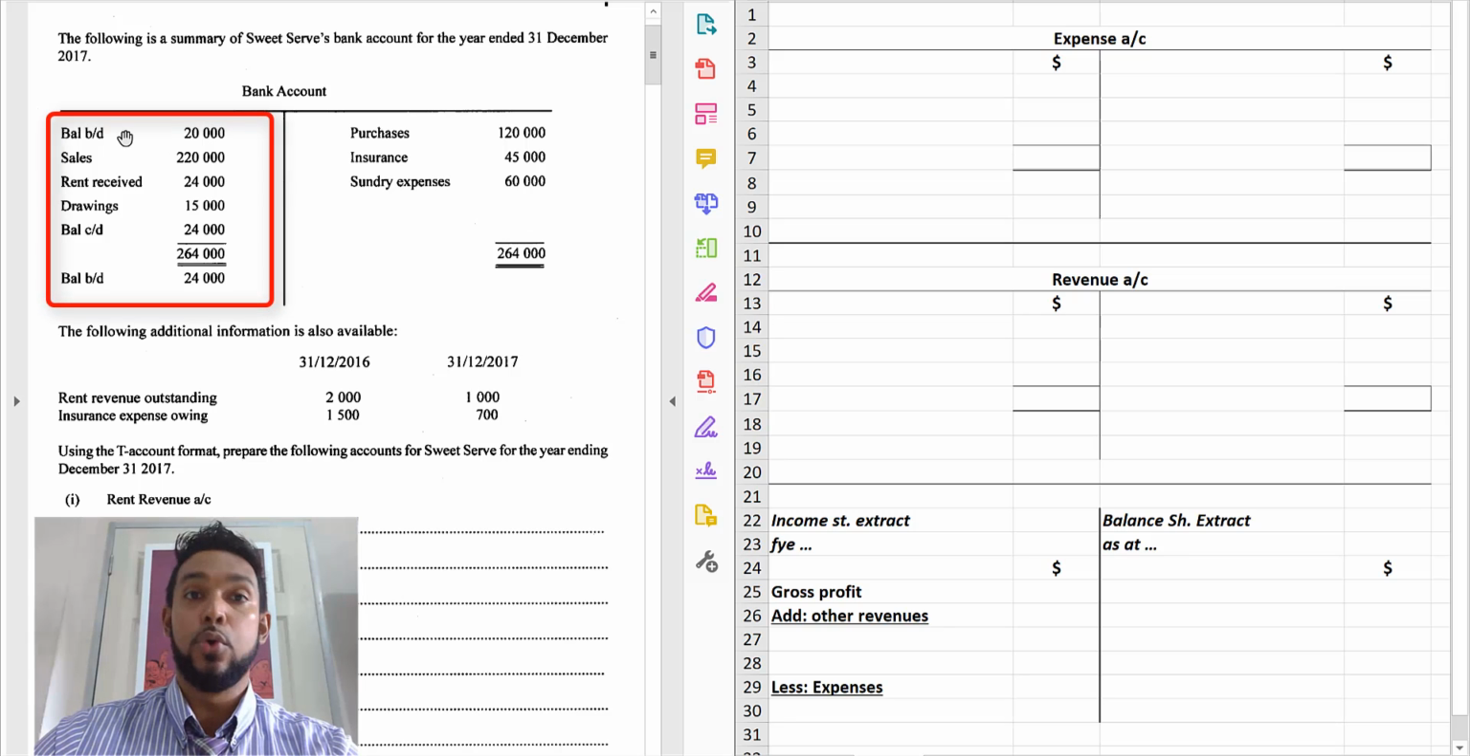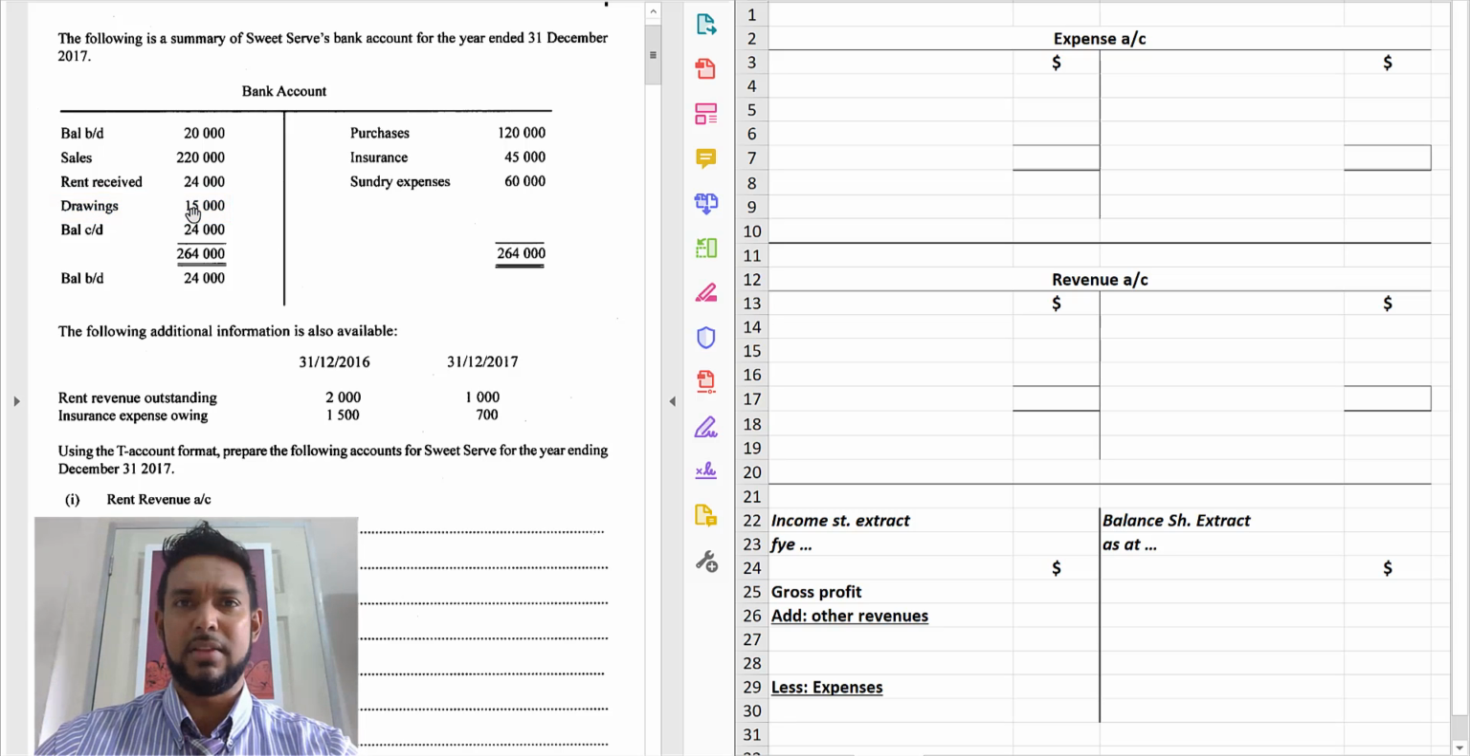So bank account, so regular debit balance. We have sales, money coming in, rent received, money coming in again. Drawings, but drawings is when we take out money. If we take money out, the bank is going to decrease. And to decrease an asset, you actually have to credit the asset account. So I think this is on the wrong side. Unless, of course, there was a reversal of entries, but I don't think anything else in the question is telling us that there was such a transaction.